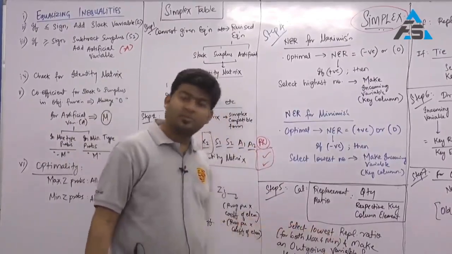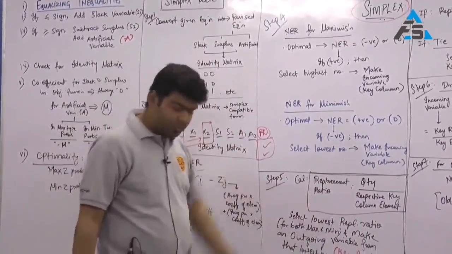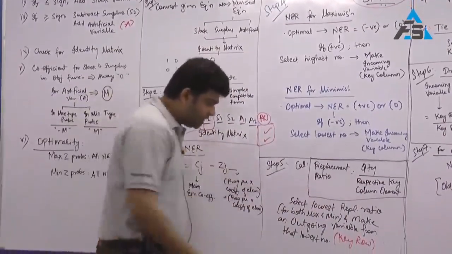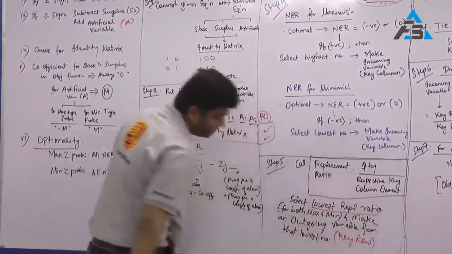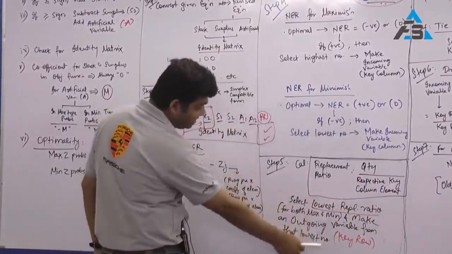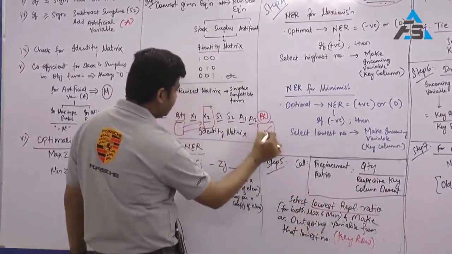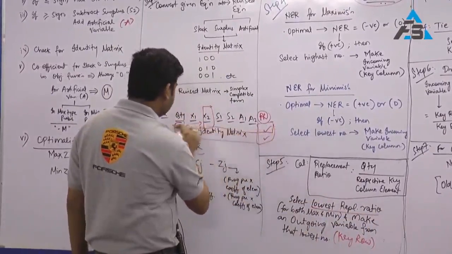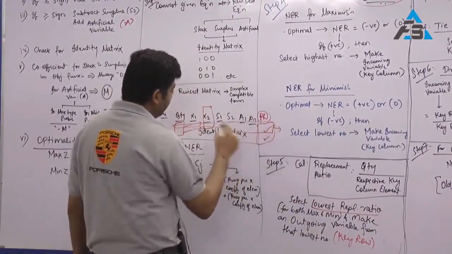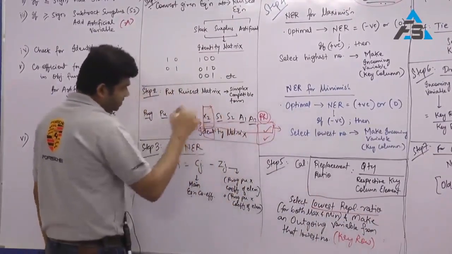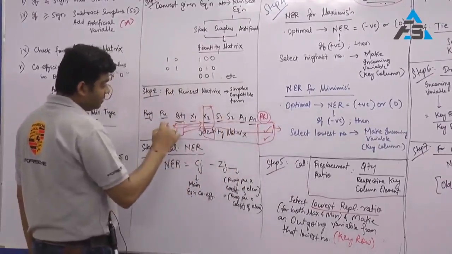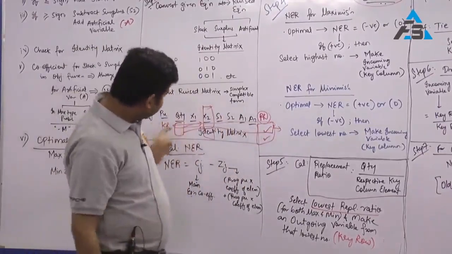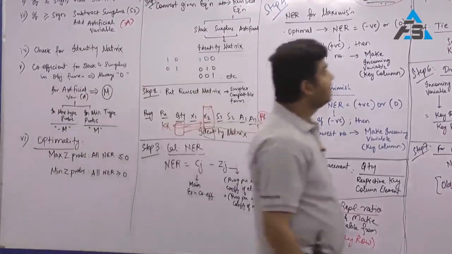Either it can be a maximization type problem or a minimization type problem. You still have to select the lowest replacement ratio and make an outgoing variable from that lowest number. So suppose this is the lowest number, this becomes your outgoing variable. So here, this is my key column, and this becomes my key row, which is the lowest RR.